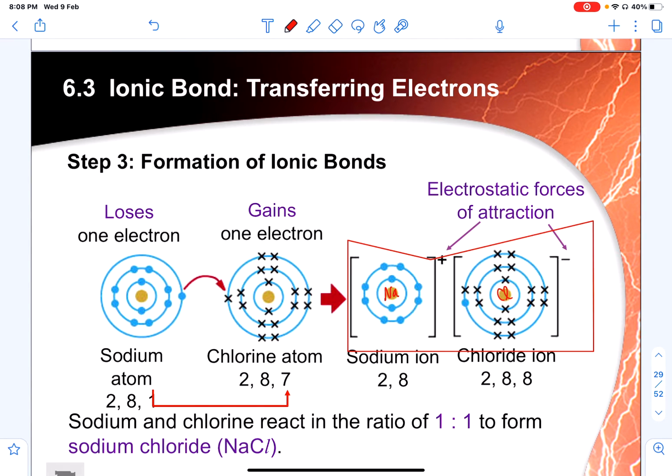Are you required to draw these two? No, you are not required. These are working to help you, and usually you don't really have to draw the neutral atom unless in the question they ask you.